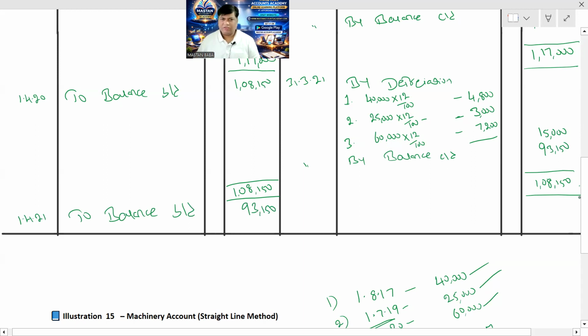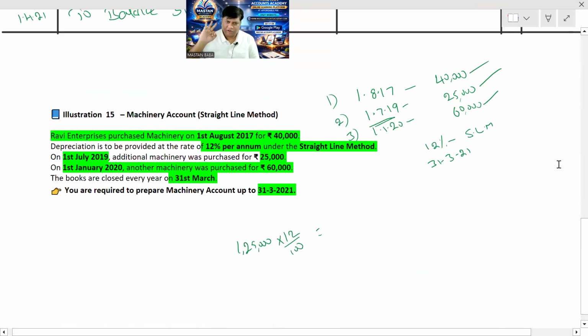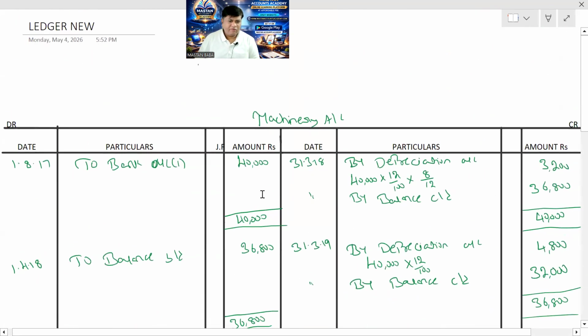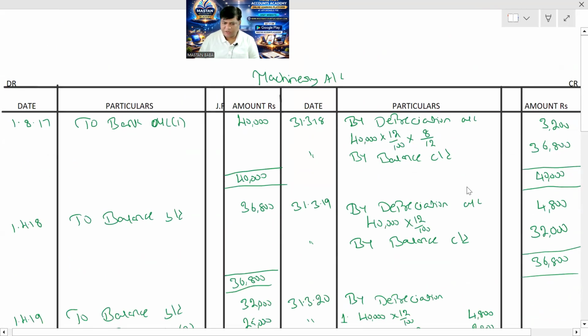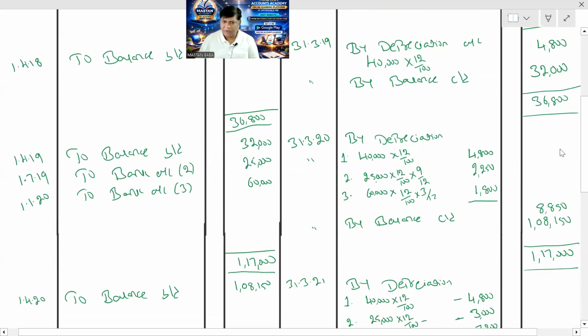So what they asked us is to prepare the machinery account when the firm purchased three machineries on three different dates, with a depreciation rate of 12%, following the financial year. So we have presented it perfectly. The first asset we purchased on 1st August 17 for 40,000 rupees, and utilization is only 8 months, so I calculated depreciation for 8 months. In the second year no machinery was purchased, so from 1/4/18 to 31/3/19 the full year was used; with one machine, 40,000 at 12% is 4,800, and I balanced it.